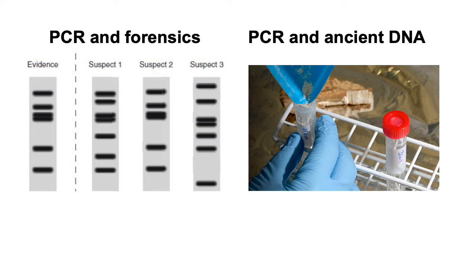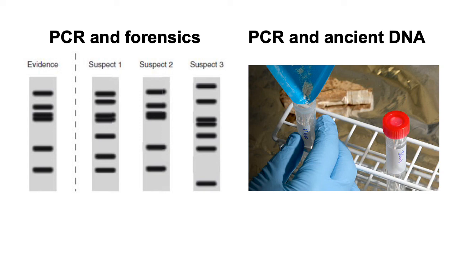And we can see here when we look at the evidence sample that suspect 2 and the evidence sample match pretty well. And so that doesn't necessarily prove that suspect 2 committed whatever crime this is, but it certainly allows you to exclude suspects 1 and 3 from being considered as having committed the crime. So it's a very important tool to use in forensics.